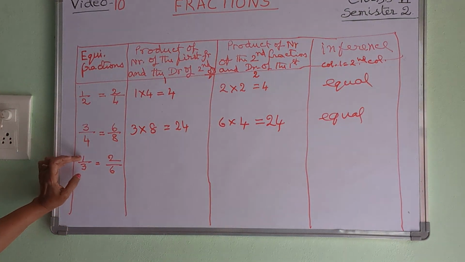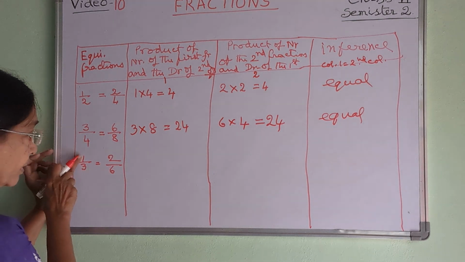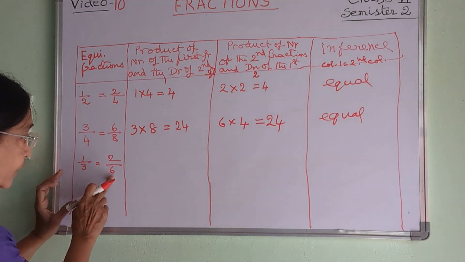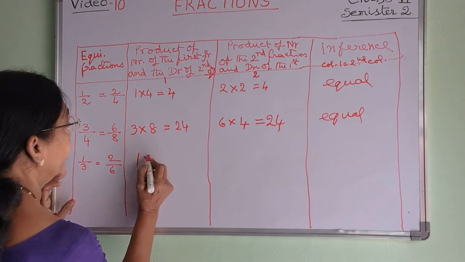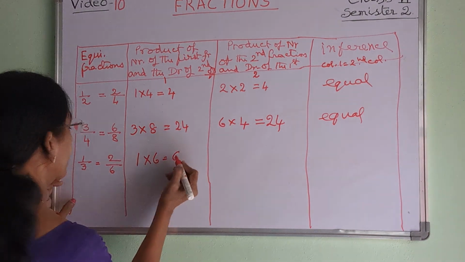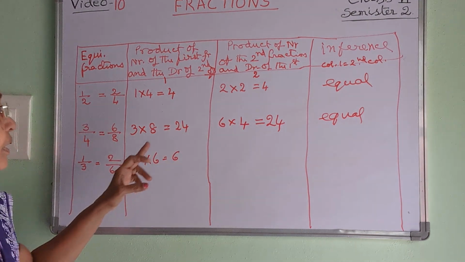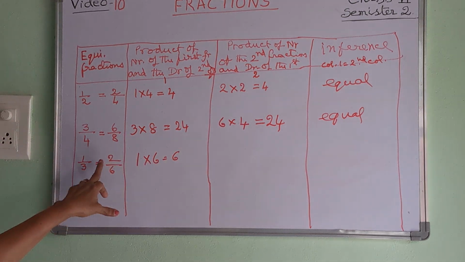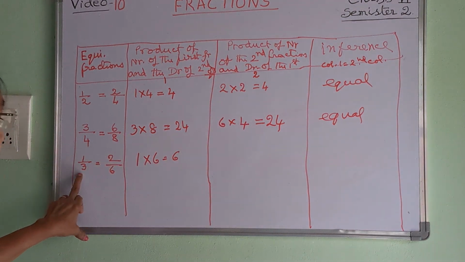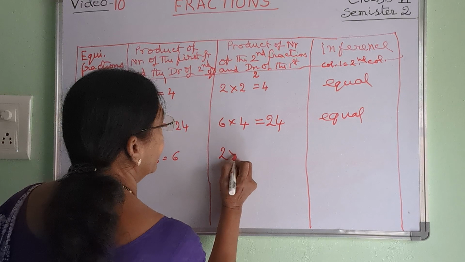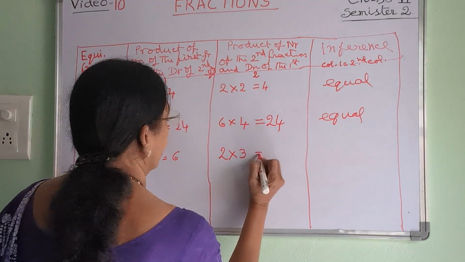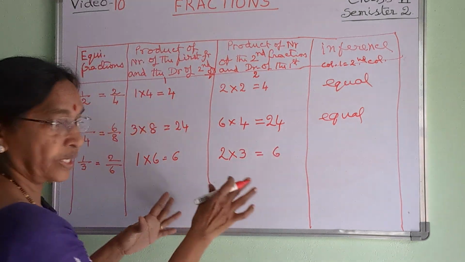Next, the product of the numerator of the first fraction and the denominator of the second: 1 into 6 is equal to 6. Next, the product of the numerator of the second fraction and the denominator of the first: 2 into 3 is equal to 6. Both are equal.